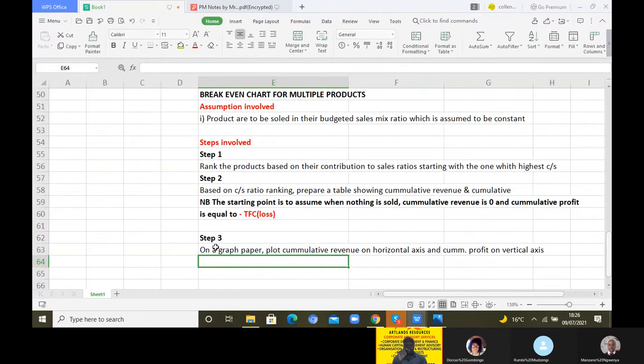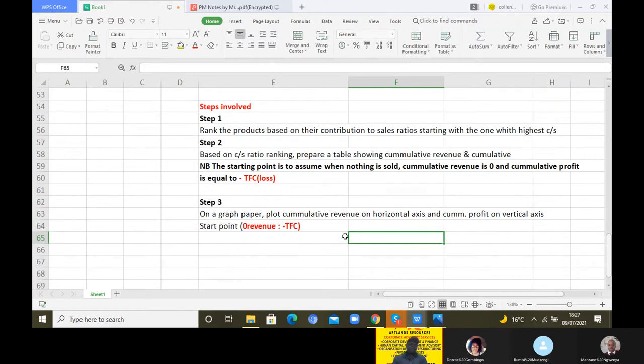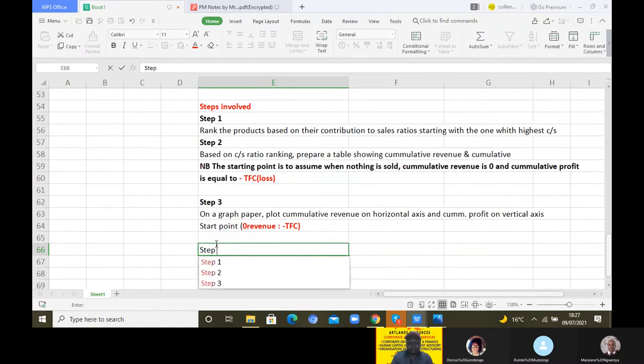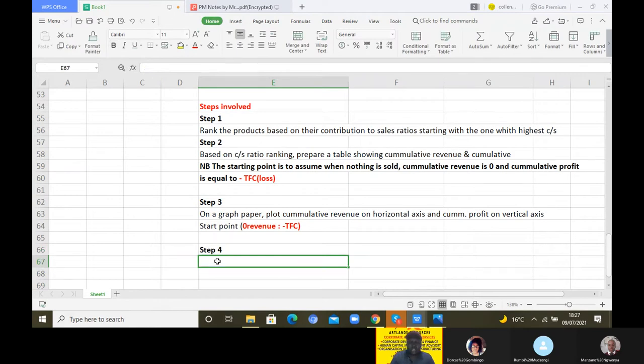The starting point is zero revenue and minus total fixed cost. Because if you don't sell anything, your revenue is zero and your profit is minus total fixed cost. That's the starting point. So you then have to plot these on a graph. What do you do after plotting it on a graph, which is step number four? Join the points with straight lines. I will show you the graph shortly. I'll download it. Join the points, meaning the cumulative revenue and cumulative profit points.